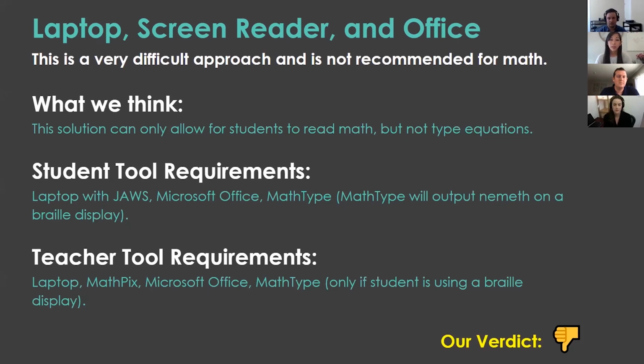The requirements the student had to have are a laptop with JAWS or another screen reader, Microsoft Office, and MathType. MathType allowed Nemeth output on a Braille display. And the teacher had to have a laptop, Mathpix, Microsoft Office, and MathType if the student was using a Braille display.